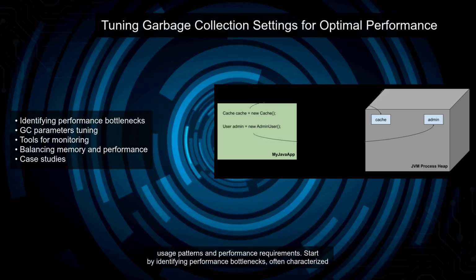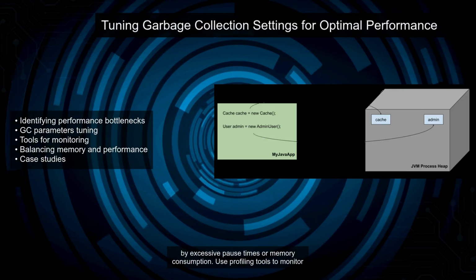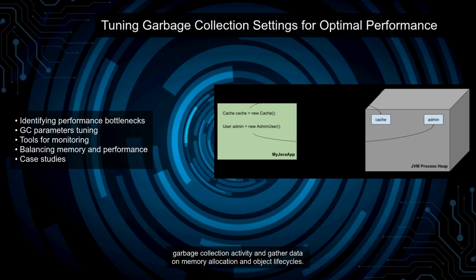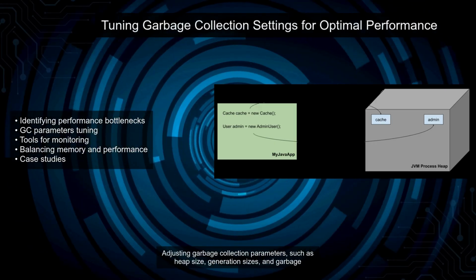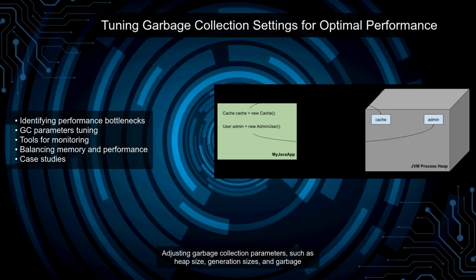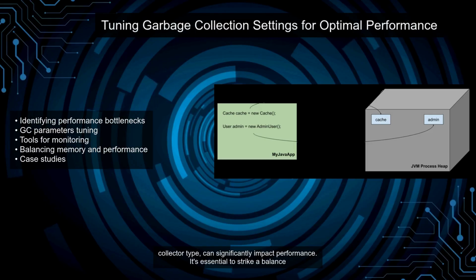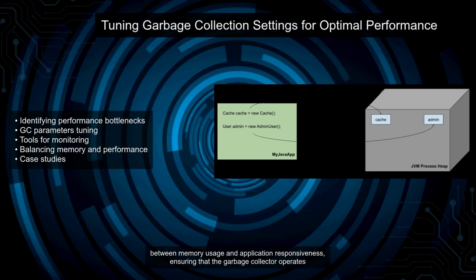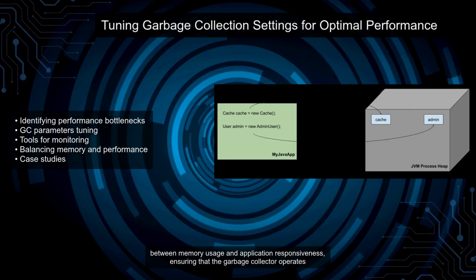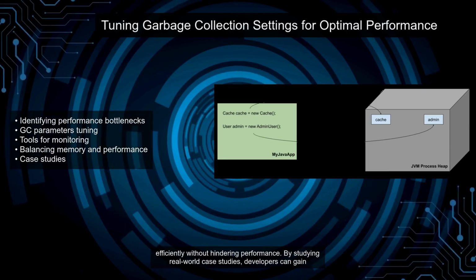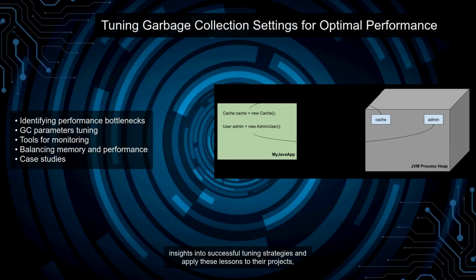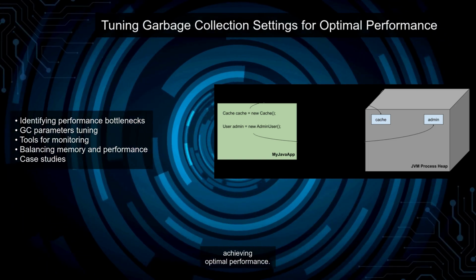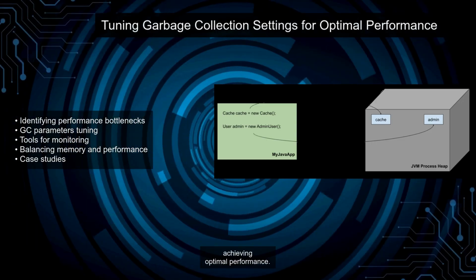Optimizing garbage collection settings requires a deep understanding of your application's memory usage patterns and performance requirements. Start by identifying performance bottlenecks, often characterized by excessive pause times or memory consumption. Use profiling tools to monitor garbage collection activity and gather data on memory allocation and object lifecycles. Adjusting garbage collection parameters, such as heap size, generation sizes, and garbage collector type, can significantly impact performance. It's essential to strike a balance between memory usage and application responsiveness, ensuring that the garbage collector operates efficiently without hindering performance. By studying real-world case studies, developers can gain insights into successful tuning strategies and apply these lessons to their projects, achieving optimal performance.